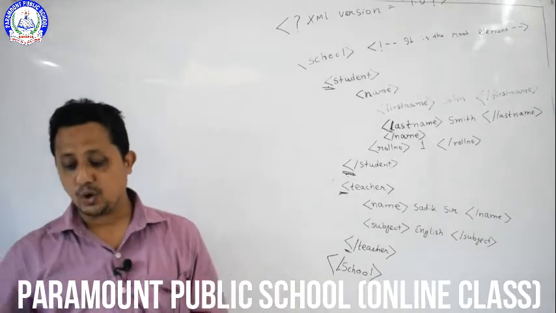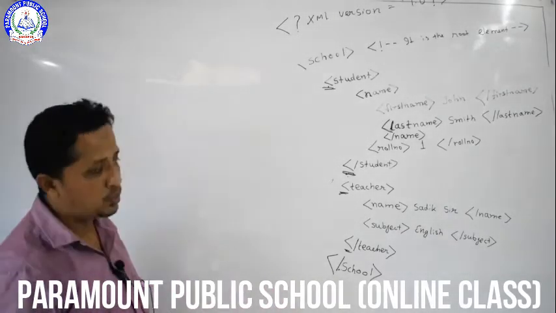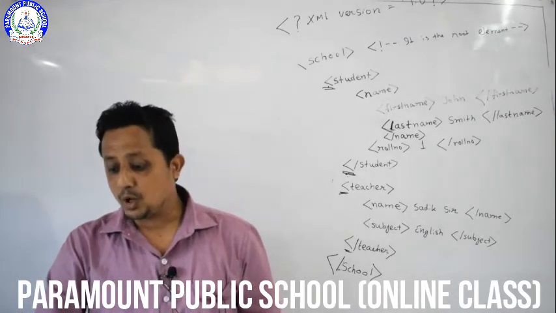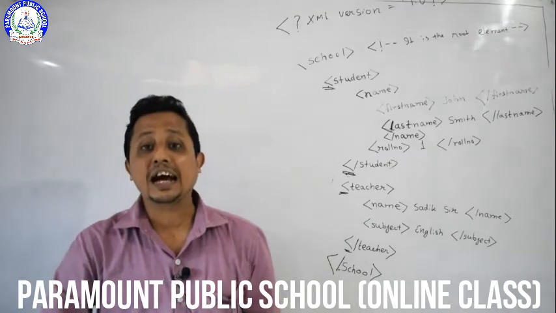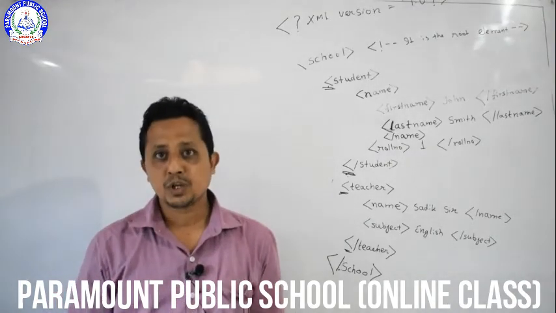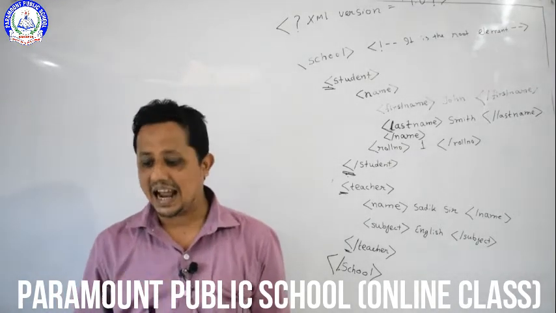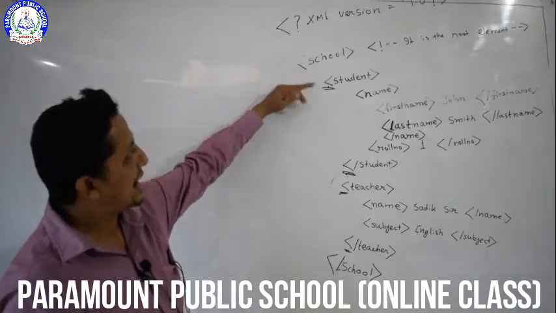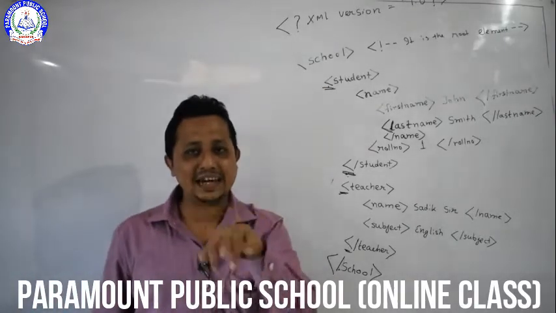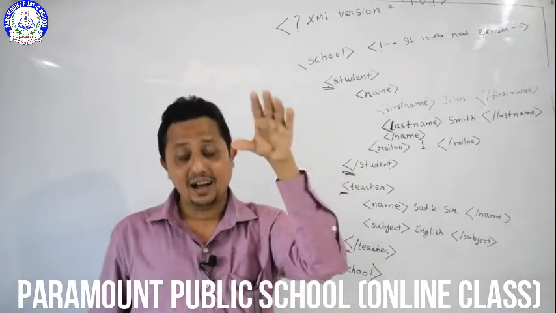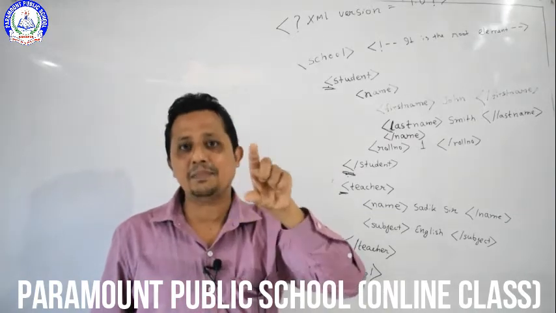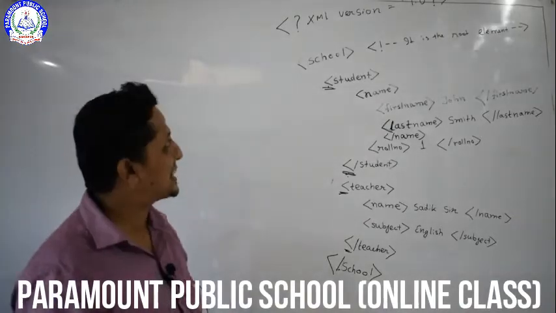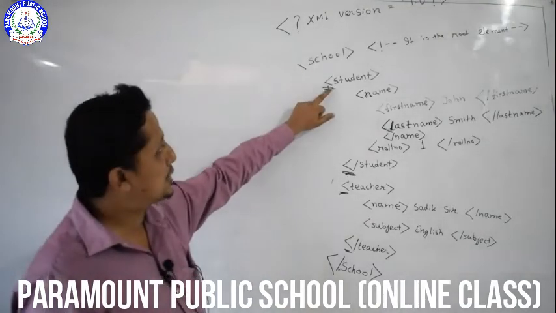Now what are the rules for a well-formed XML document? There are some rules. A well-formed XML document must meet the following requirements. Number one, the root and the child must be nested in a proper way. As I told you earlier, in XML we must nest the root and the child properly. By seeing the structure, we can understand that this is the root and student is a child of root.